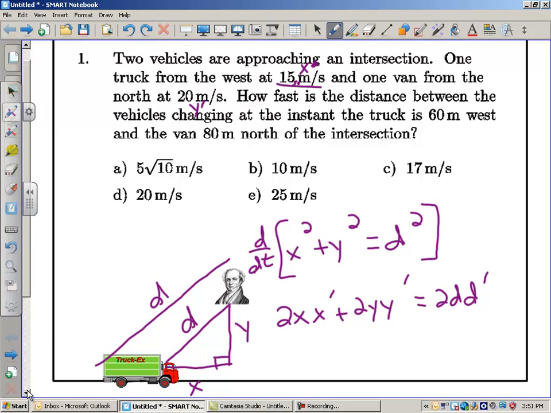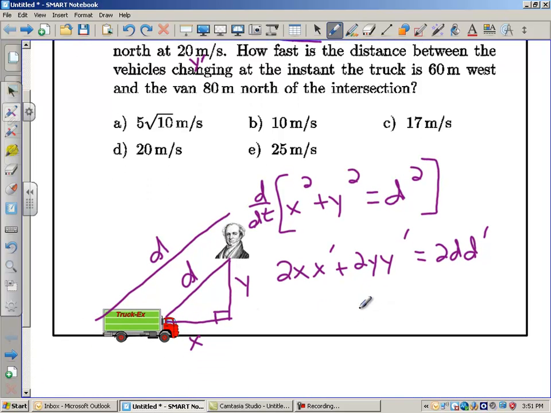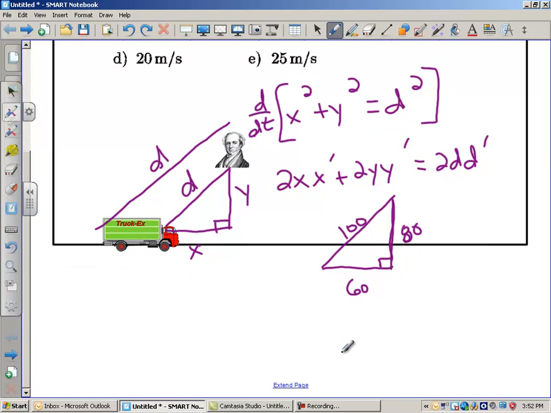So what we want to do now is we want to freeze our picture. Freeze our picture, there we go. And at the instant the truck is 60 meters west, the van is 80 meters north, and we want to know what this distance is. You can use the Pythagorean Theorem, and this works out to be 100, or a 3, 4, 5 triangle. So let's just plug and chug.